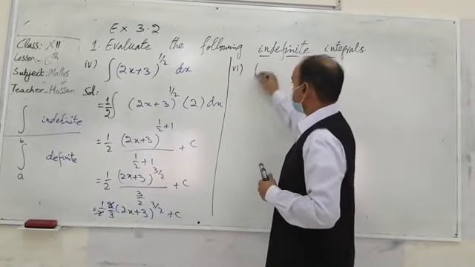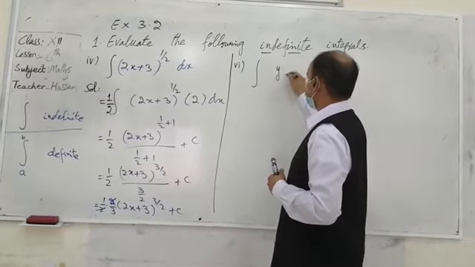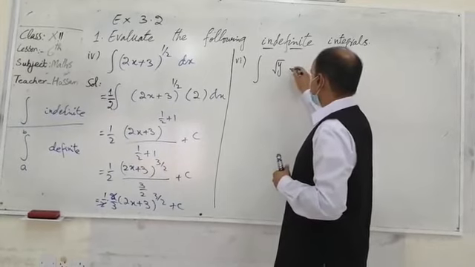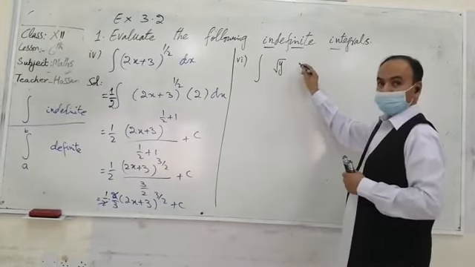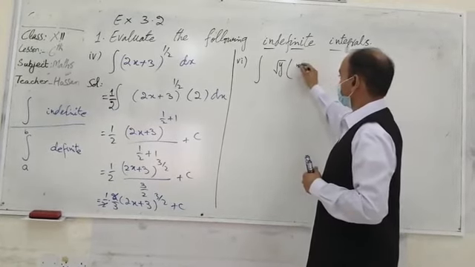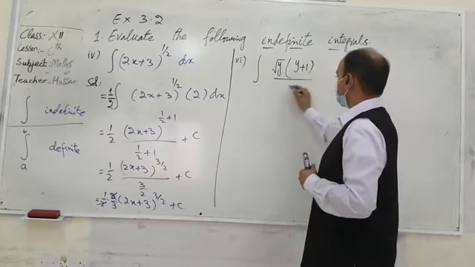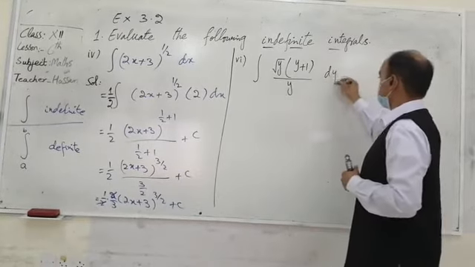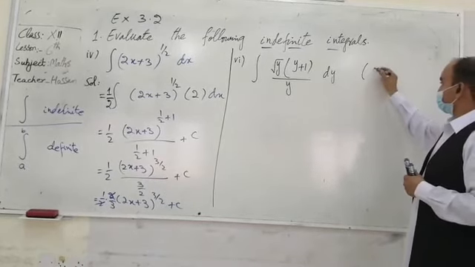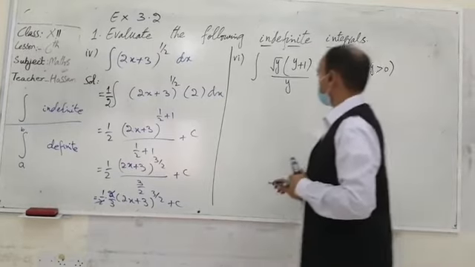Part number 6 is integral of under y root y, y plus 1 under root y, into y plus 1 under y, whole over y, dy, when y is greater than 0. It is given as a condition that y is positive, it is greater than 0.